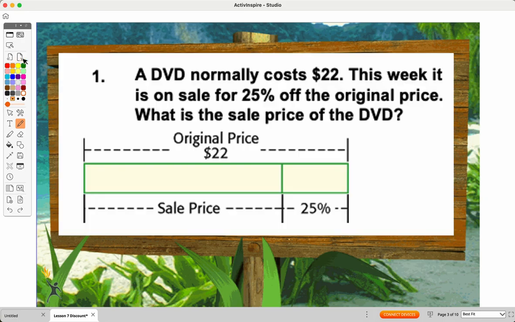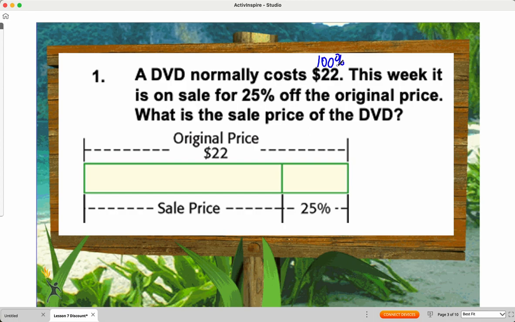To start off, I want to think about what this looks like in a visual idea. If we take a look at our first problem, a DVD normally costs $22. That's 100% of the price, so this is considered 100%. This is what I'm typically going to pay if I walk into whatever store. This week, though, they're on sale for 25% off its original price. What is the sales price?